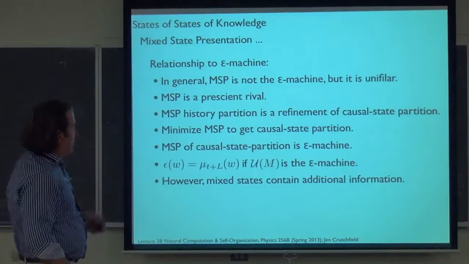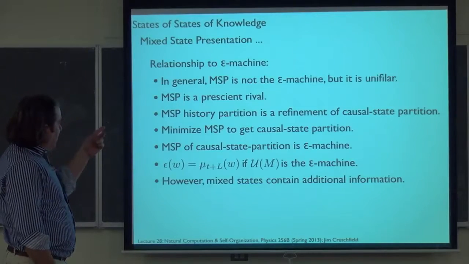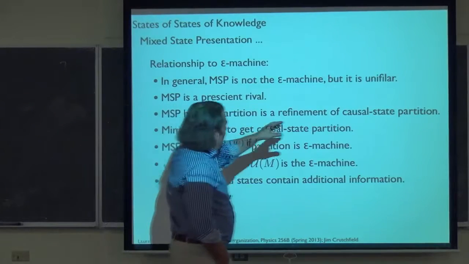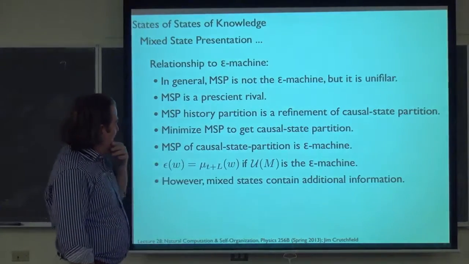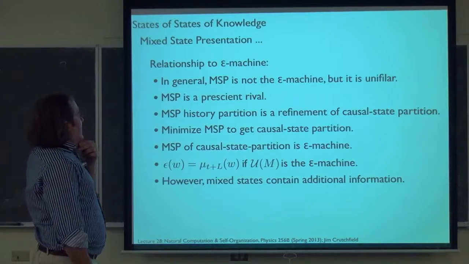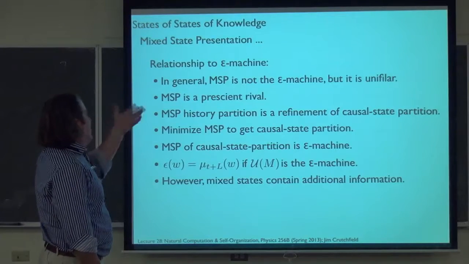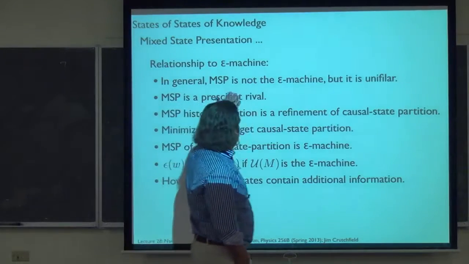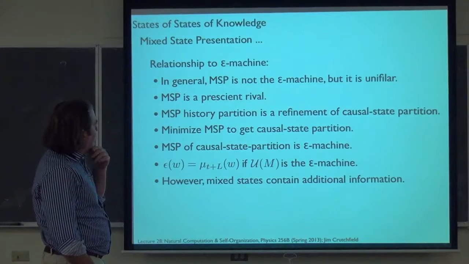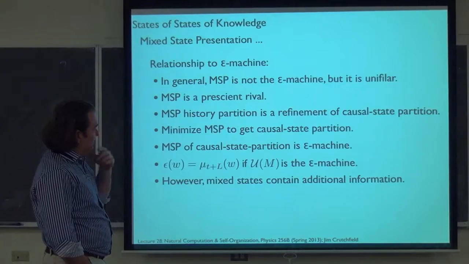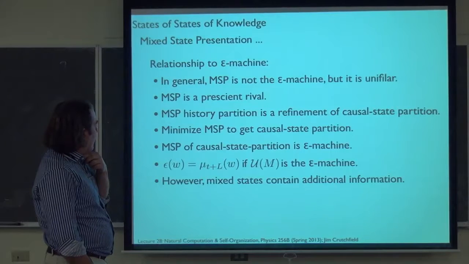So the relationship to the epsilon machine: in general, although the mixed state presentation is unifilar, it's not the epsilon machine because it fails to be minimal. And there are cases where we're still thinking about the exact criteria that you need to add in to detect ahead of time that the MSP of a presentation would be the epsilon machine, but it's often not minimal. In fact, Ryan gave me a nice simple example, so maybe I'll put that on the homework.